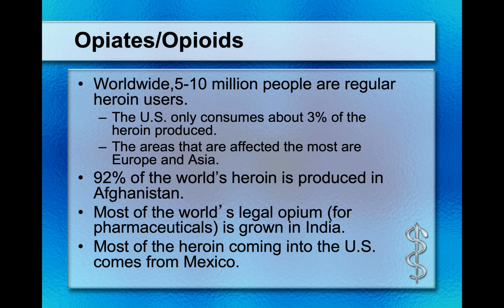Worldwide, 5 to 10 million people are regular heroin users. The United States only consumes about 3% of the heroin produced. The areas that are affected the most are Europe and Asia. They have far more serious heroin problems than we have in the United States. 92% of the world's heroin is produced in Afghanistan, even though we pretend that we control it. Control Afghanistan, I mean, not the heroin trade. Most of the world's legal opium for pharmaceuticals is grown in India. Most of the heroin coming into the United States comes from Mexico.